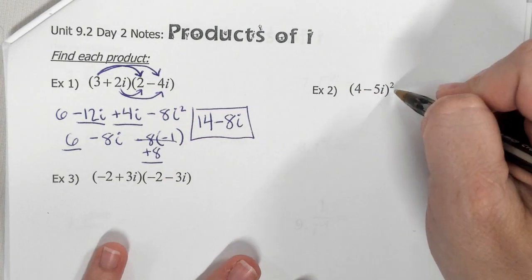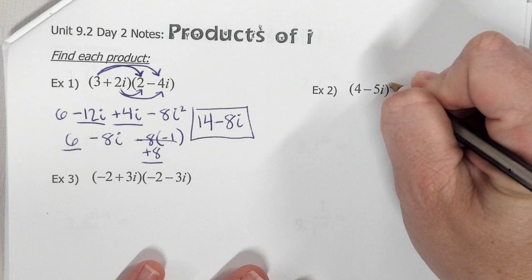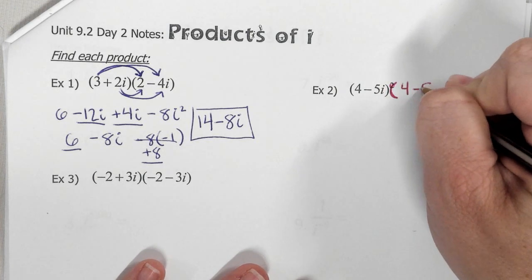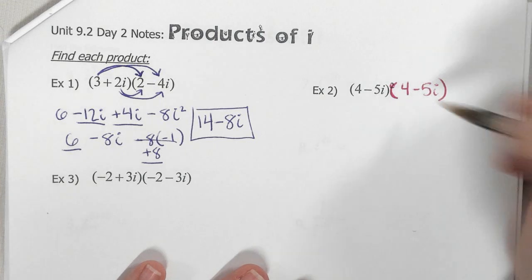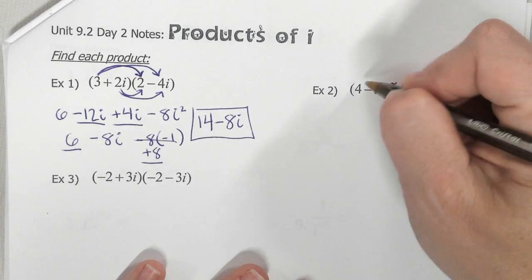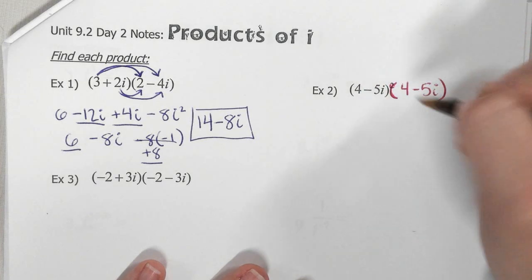So number 2, it says squared. Squared means the exact same thing. So I always cross off the squared and then I rewrite it exact. Do not change the sign in the middle. Squared means the exact same thing. So we're going to distribute because we have 2 binomials being multiplied.